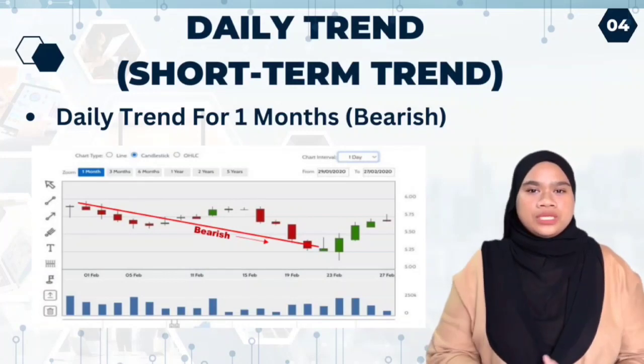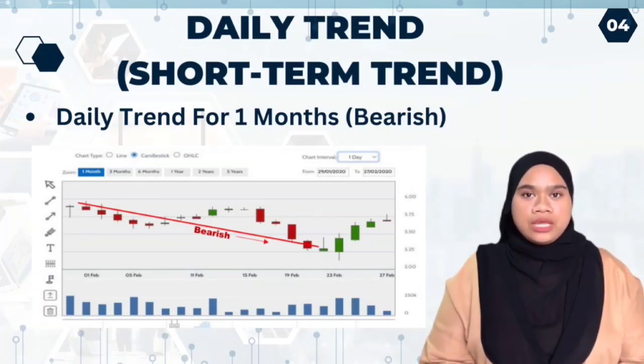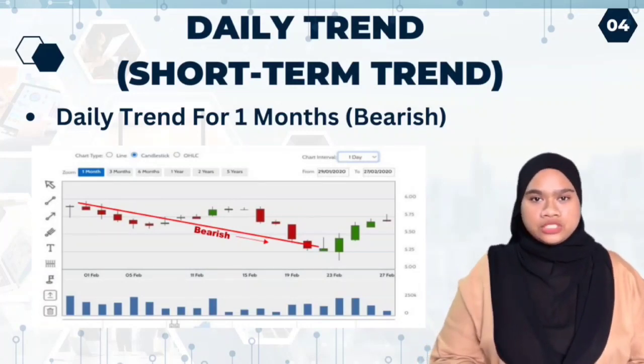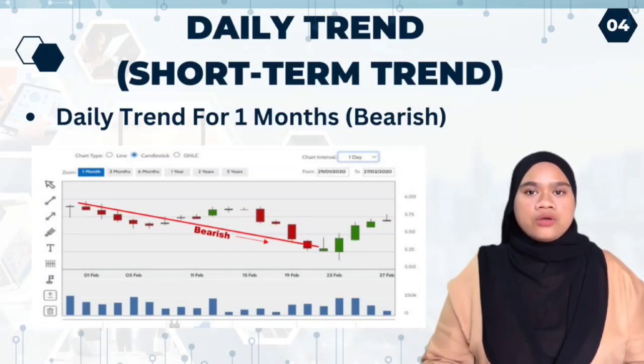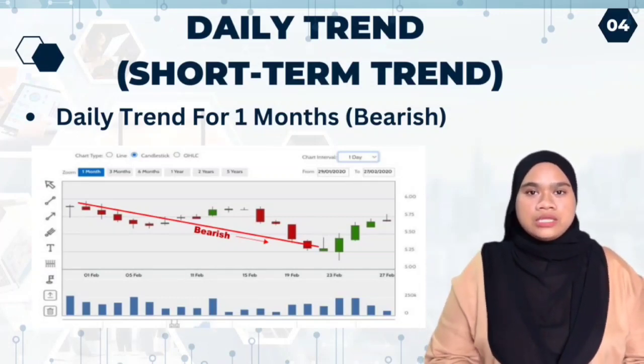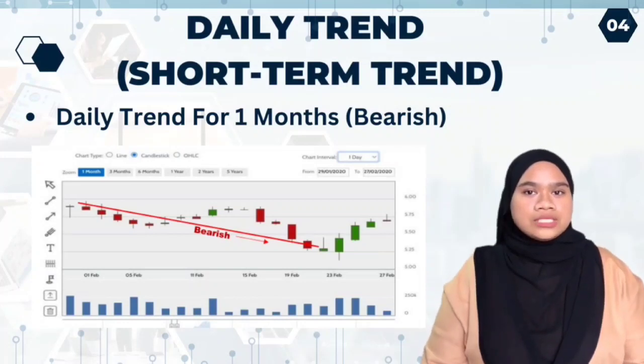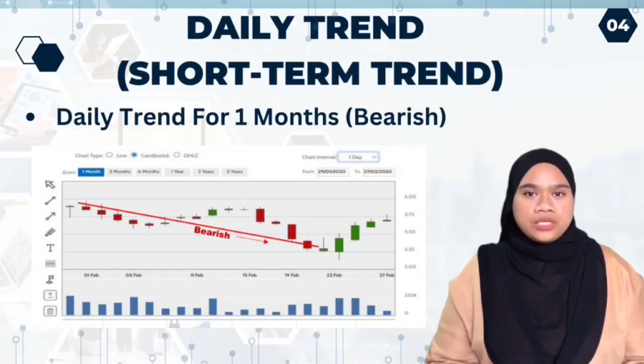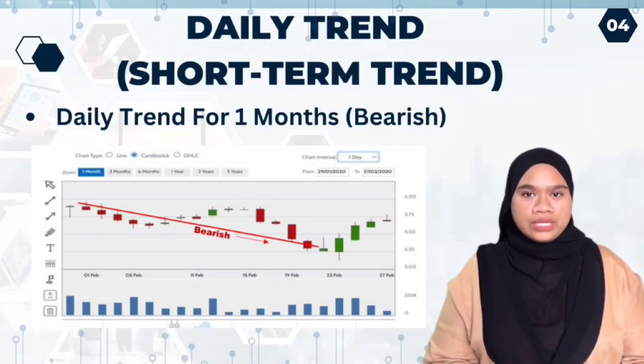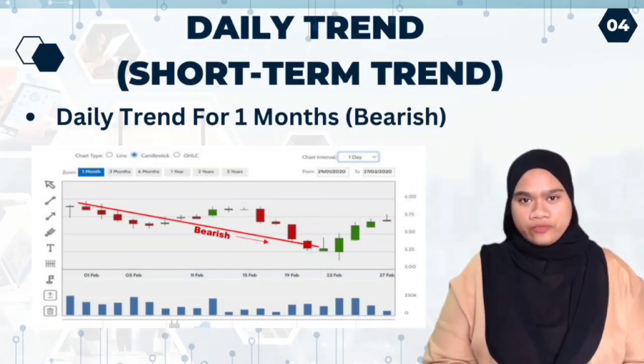Although sellers dominated the market during this period, the late month rebound suggests a potential shift in sentiment or renewed buying interest. It is important to consider other factors such as market conditions, company news, and industry trends for a comprehensive analysis of Top Glove's performance.